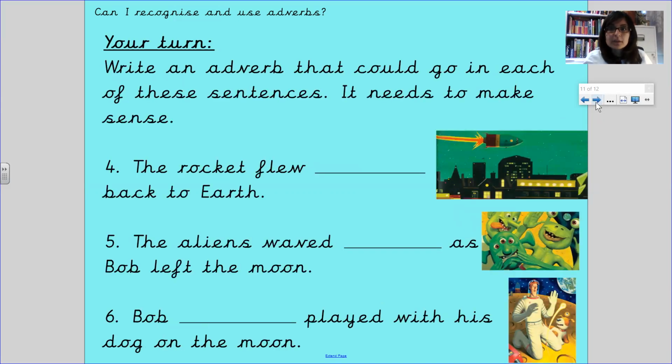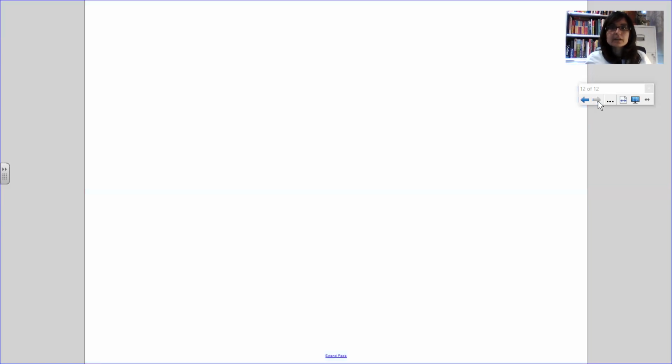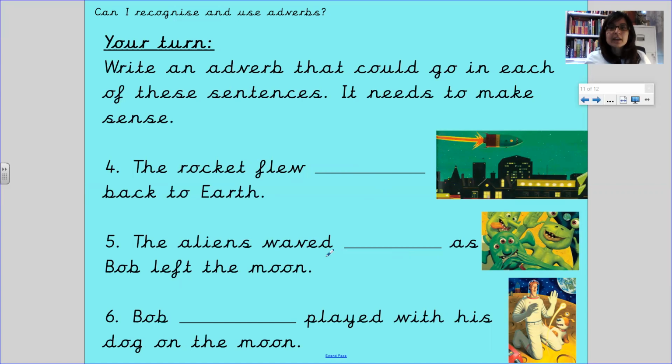Write an adverb that could go in each of these sentences and it needs to make sense. So number 4, the rocket flew back to Earth. So you're telling me how the rocket flew. There's your verb. How did the rocket fly? Number 5, the aliens waved as Bob left the moon. How did the aliens wave? Bob played with his dog on, oh, I can't read that bit, but you'll be able to read it. Bob played. How did Bob play with his dog? How did he play? And your last slide. Oh no, that was the last slide. So you need to write 3 adverbs, 1 for each one.